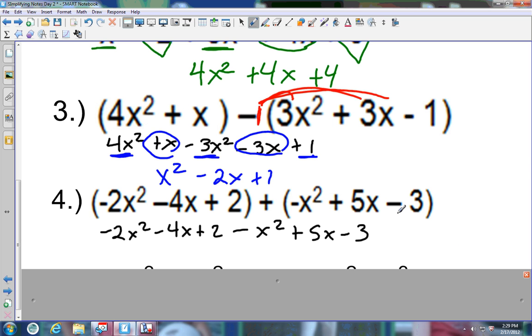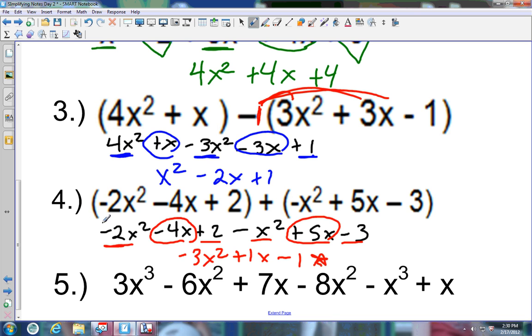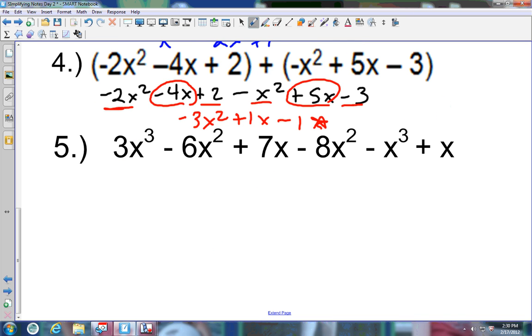So now, to go through and find your answer, put the x squareds. Negative 2 minus 1, negative 3x squared, negative 4x plus 5x is 1x. 2 minus 3 is negative 1. Here's your answer. The next one. There's the next one. Let's see if I can move this up just a tad here.